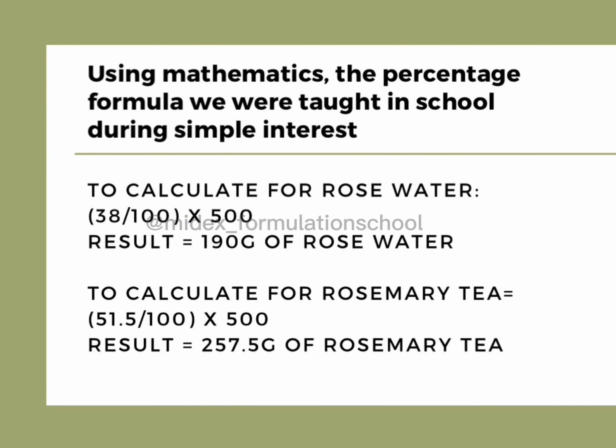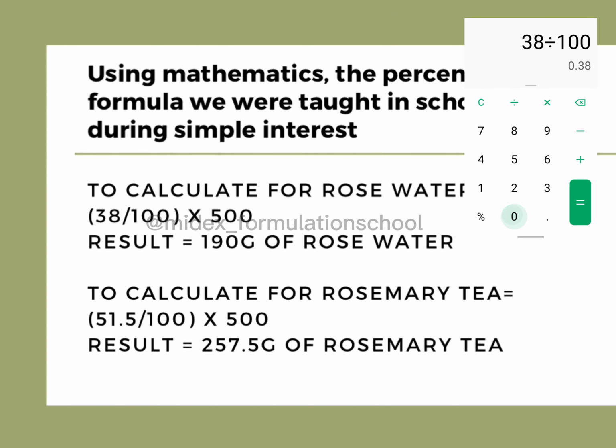38% is the percentage of rose water that you want to use in your formulation. And 100, of course, our formulation is 100%. It's always 100%. So that's how you do it. Now, when you do 38 over 100 times 500, that will give you 190 gram. So that means you will use 190 gram of rose water when you want to formulate your product.